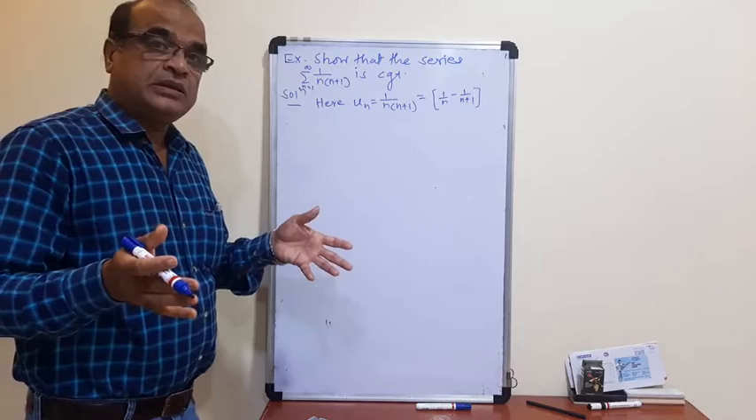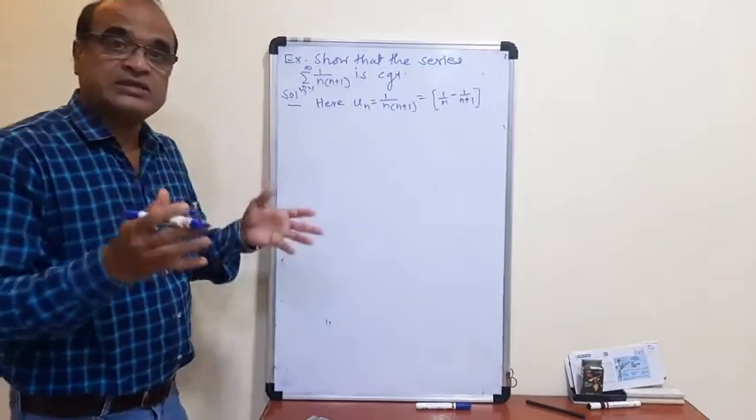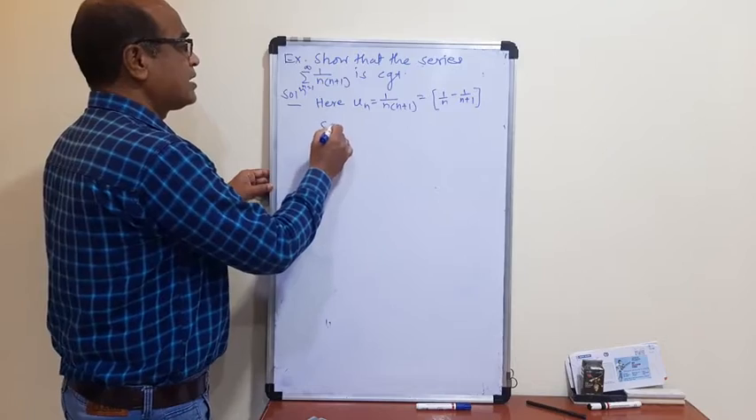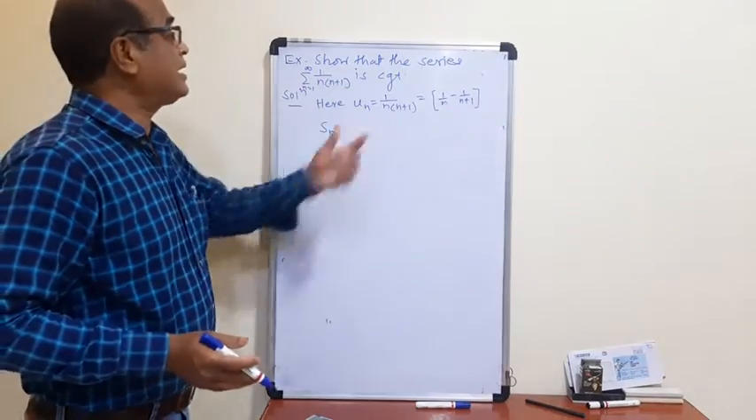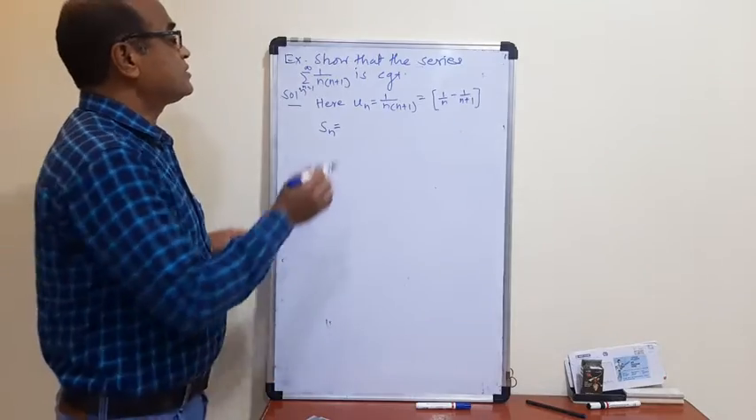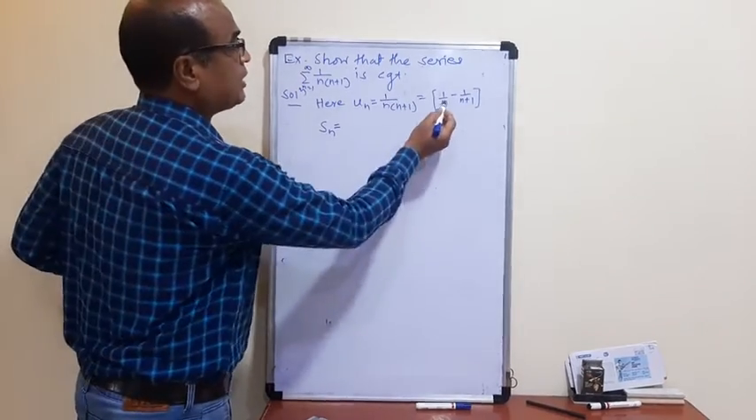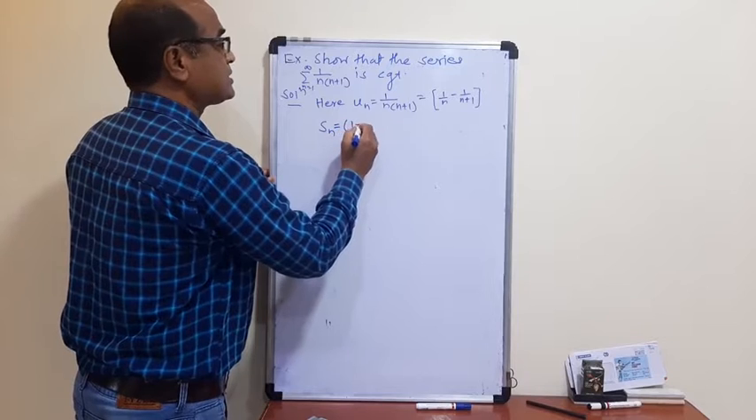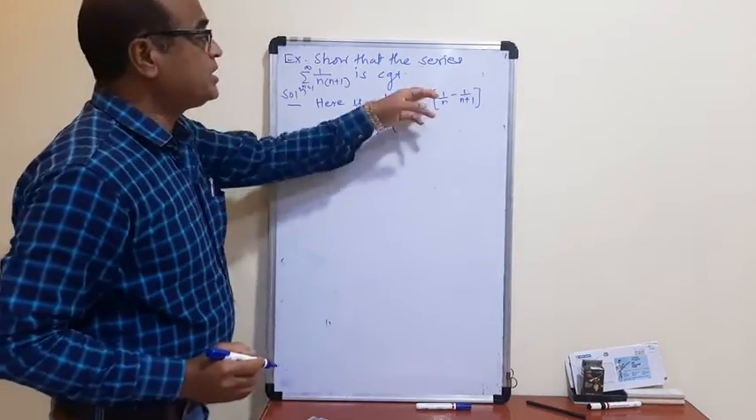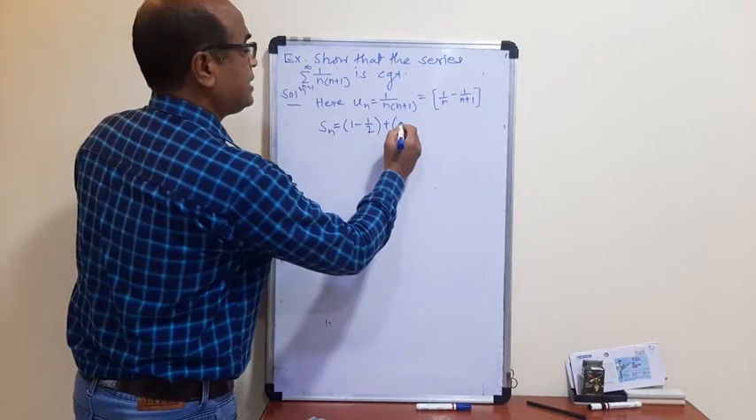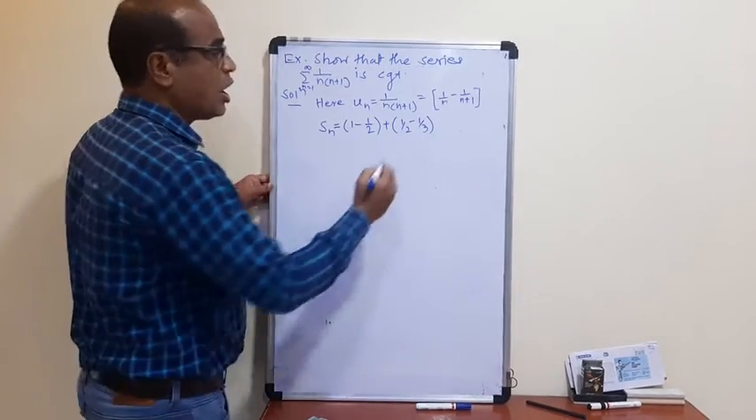So we make the sequence of partial sums by definition. What is Sn? Sn is the partial sum of n terms in this series. The first term: put n is equal to 1, so 1 minus 1 upon 2. Plus, put n is equal to 2, so that is 1 half minus 1/3. Plus, and so on.